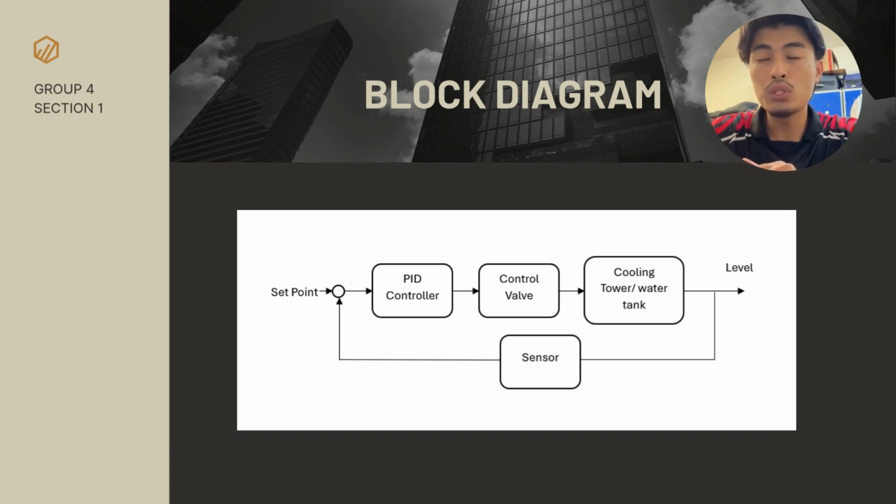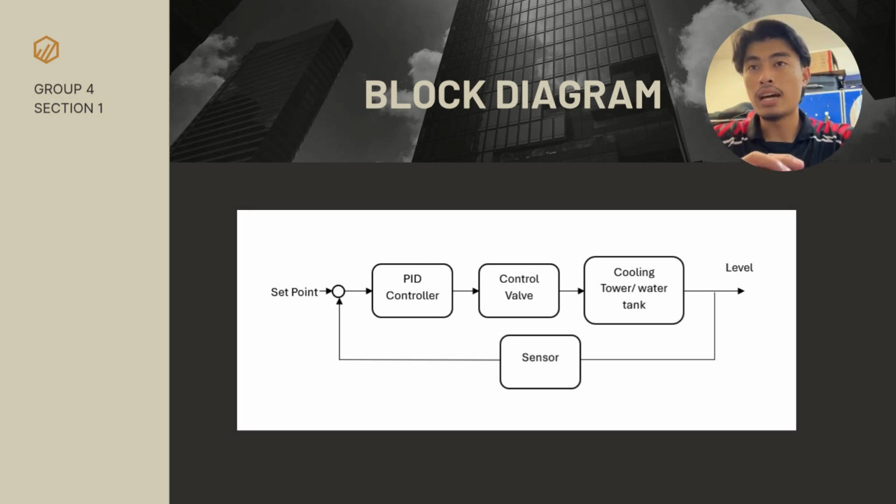This block diagram visually represents how we will maintain the desired water level in our cooling tower or water tank. First thing is the set point. On the far left, you can see the set point. This is our desired water level. Think of it as the target level we want the water in the cooling system to always maintain. It's the ideal state we are aiming for.